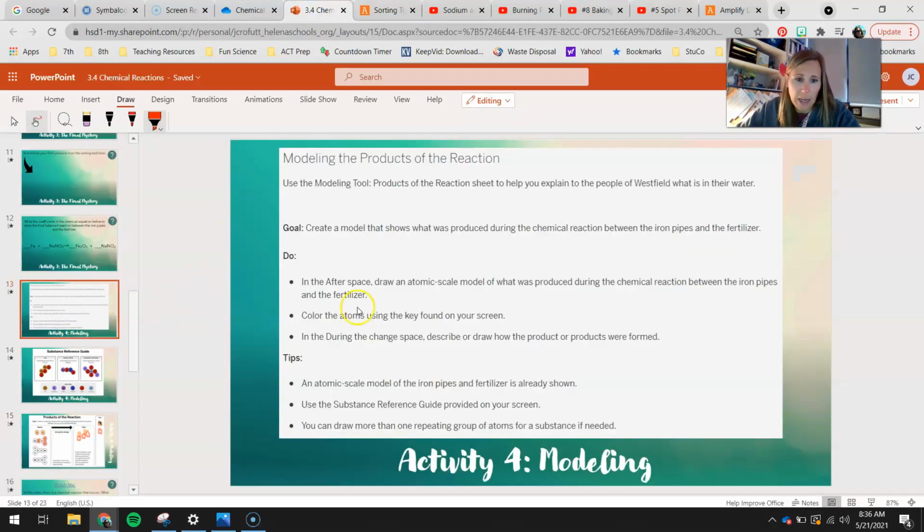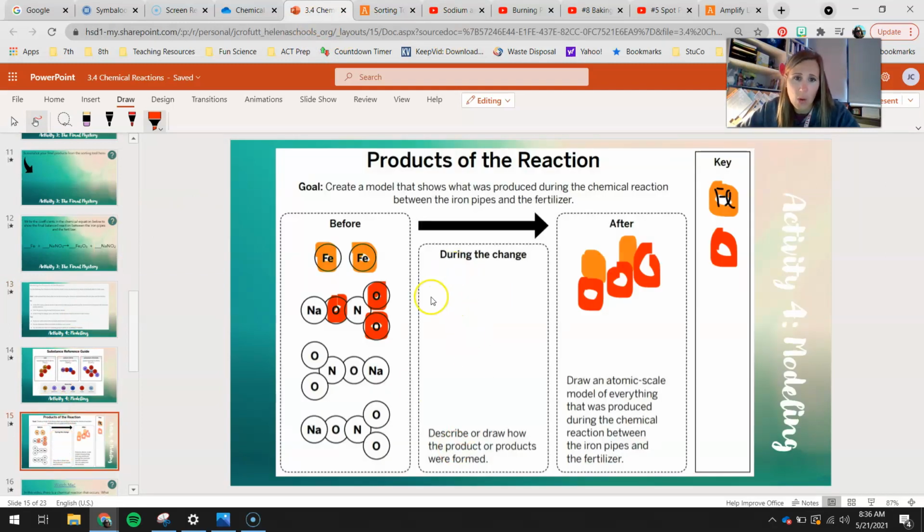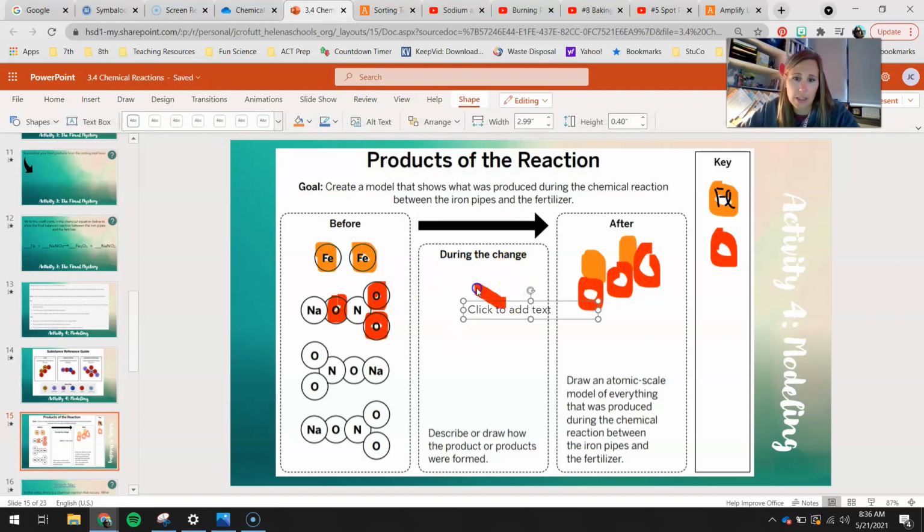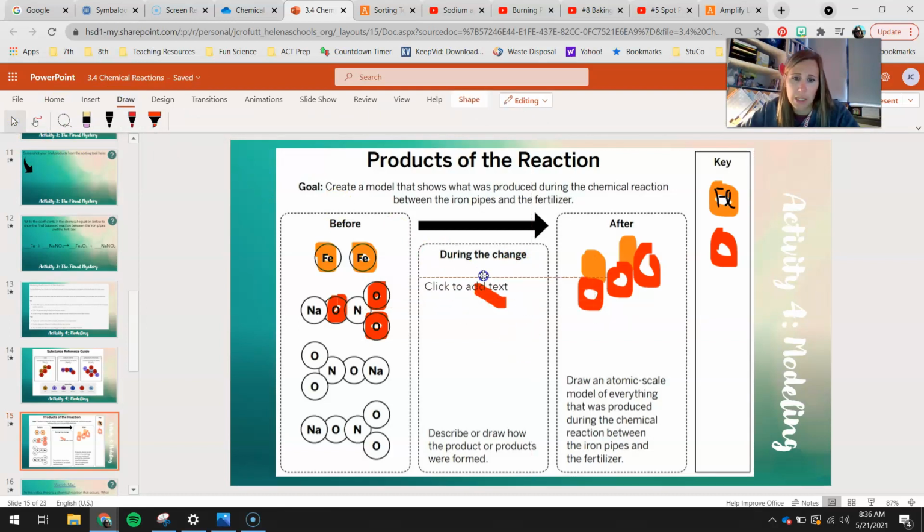Okay. Color the atoms using the key found on your screen. Again, you can make your own key. And then during the change space, describe or draw how the products were formed. So you guys can either draw how the products were formed, or you guys can write. Remember, if you would like to type, you guys can go to Insert, text box, and then you can click and drag this text box wherever you need it to be to type and describe what happened, okay?